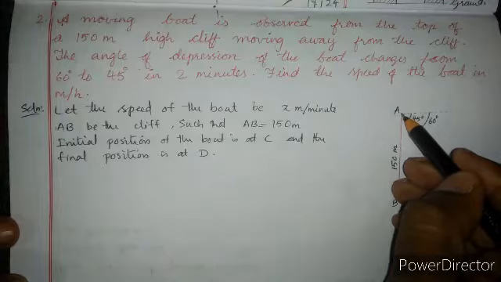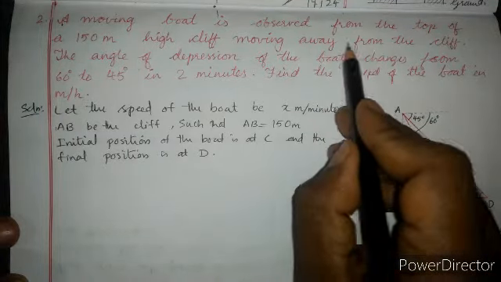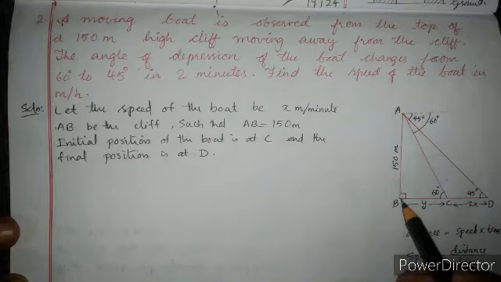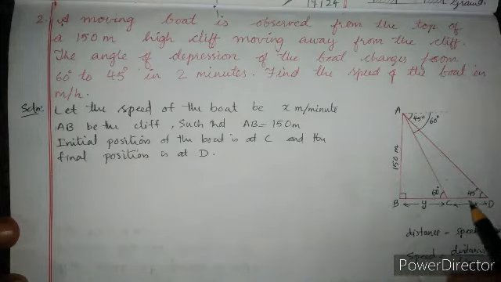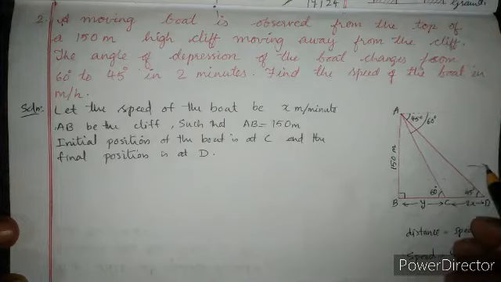So इधर से you are viewing a boat which is moving away from the cliff. This is the cliff. From here it is moving. Just imagine that this is water. Okay, ground level नहीं, बस ये water level है. Water है करके मान लीजिए. So this boat is moving away from the cliff, means right side की ओर वो जा रहा है.